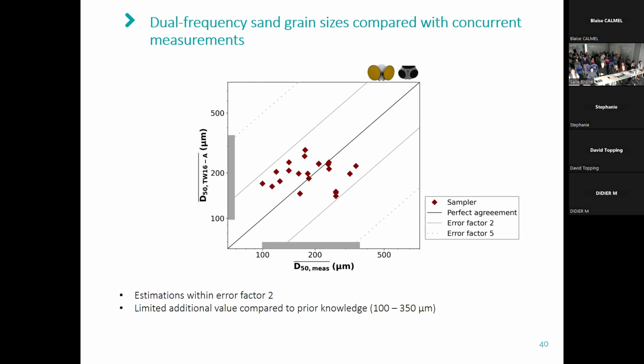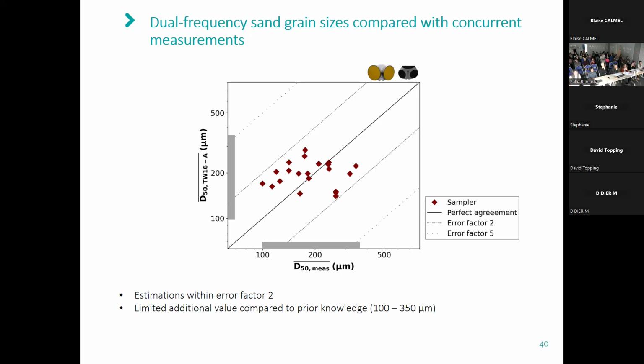This is also similar to the estimate within a factor of 2 for our concentration, and the estimates of the original method of Topping and Wright in the Colorado and Rio Grande rivers were also able to estimate concentration and grain size within a factor of 2. However, based on this little variability of our grain size between 100 and 350 micrometers, I believe that this precision of a factor of 2 only yields limited additional knowledge compared to our prior knowledge of our measurements.